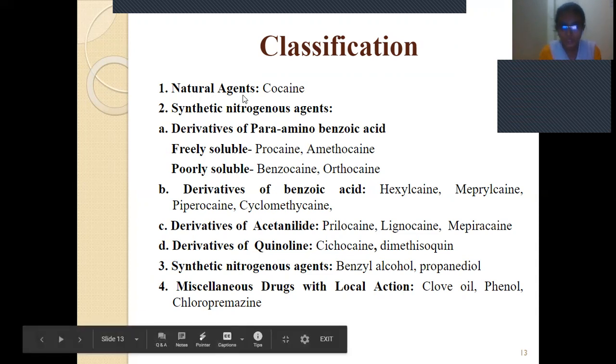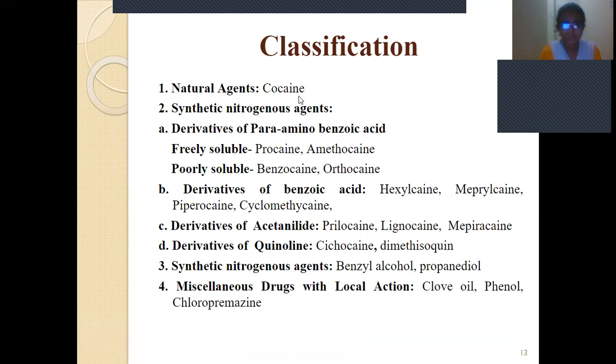The first one is natural agents, example cocaine. Second one is synthetic nitrogenous agents. In this, the first one is derivatives of para-amino benzoic acid. The first one is freely soluble, example procaine and amethocaine. And poorly soluble are benzocaine and orthocaine.